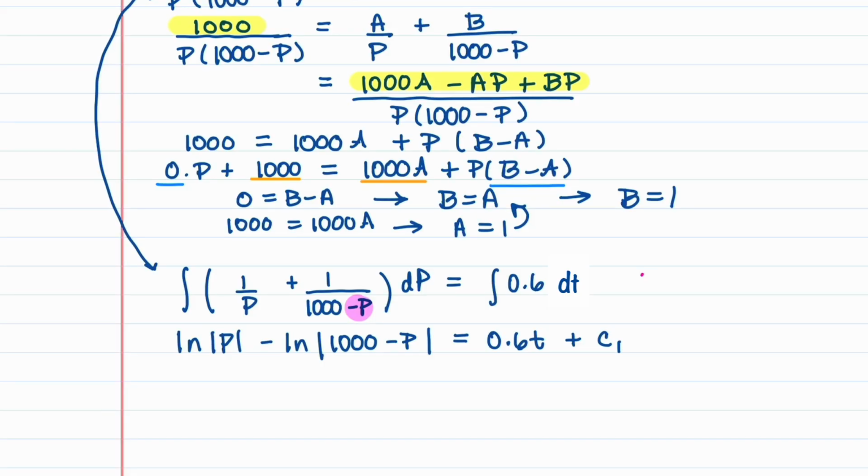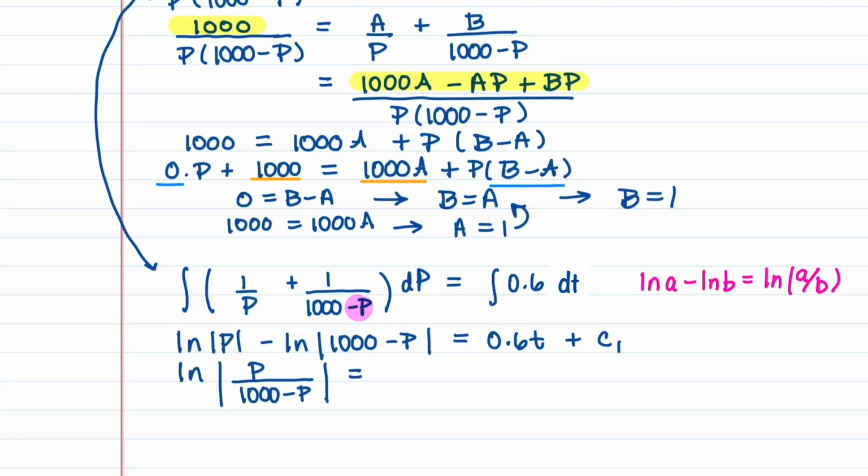Let's now combine our left-hand side. I'll remind you that natural log A minus natural log B is just natural log of A divided by B. Let's use that. So on the left, we now have natural log absolute value of P all divided by (1,000 minus P), and then our right-hand side stays the same. We are running out of space, so I am going to grab this and take this to the next page.